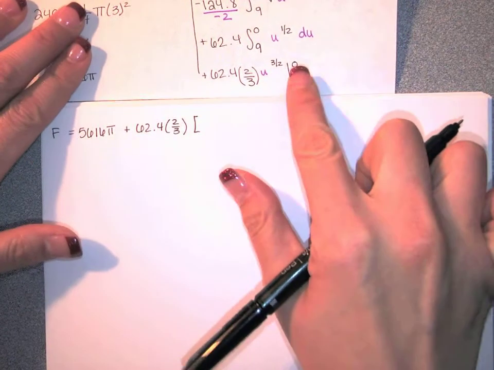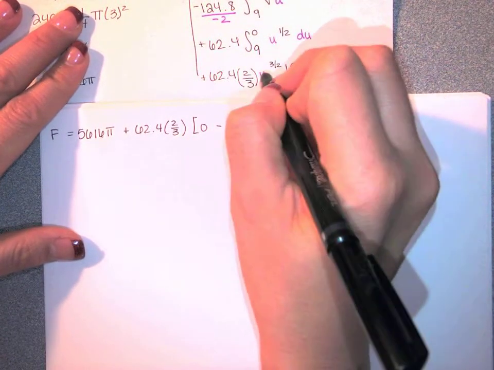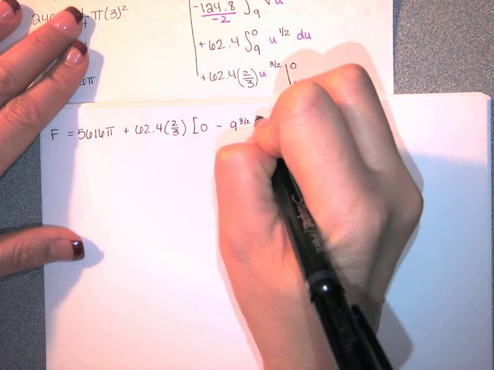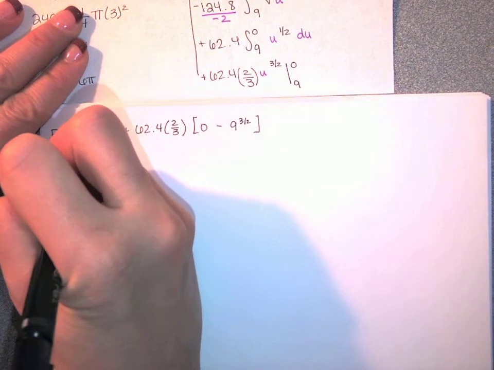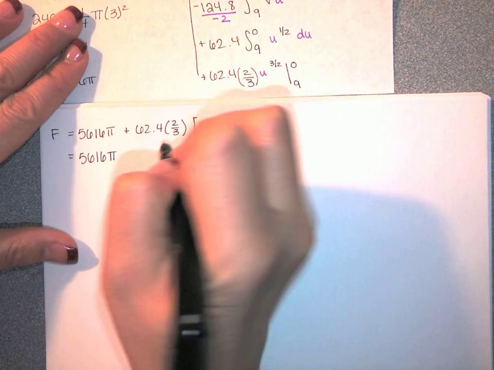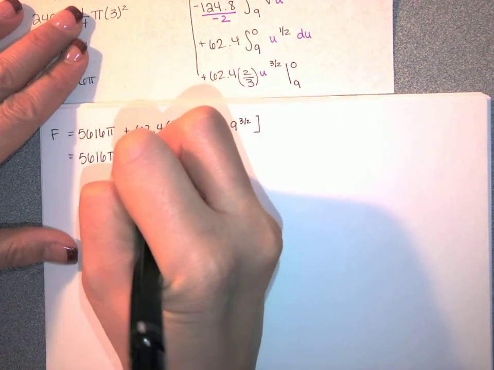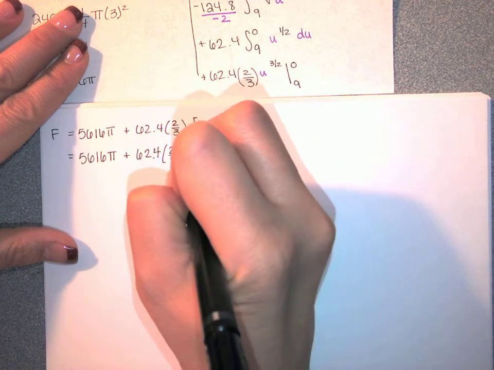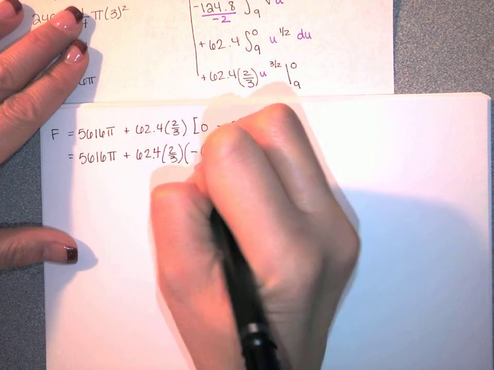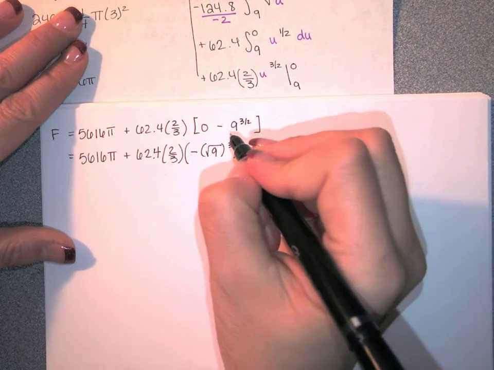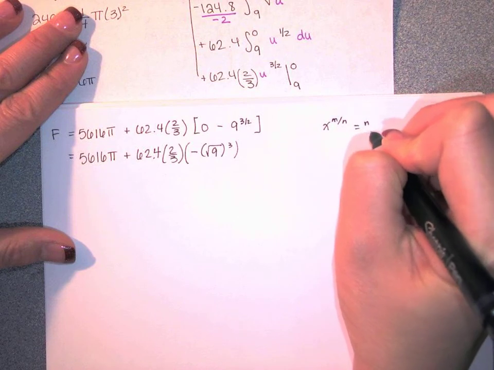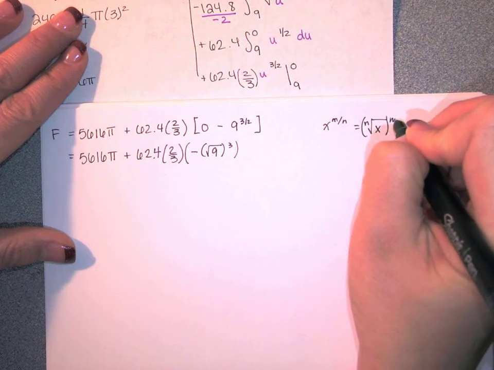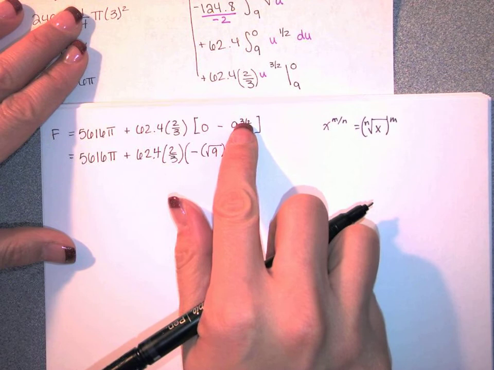And then we've got this right here. Evaluated at 0, we get 0. Evaluate at 9, we have 9 to the 3/2. So you're going to take the square root of 9 and then cube it. That's what that means. This is minus square root of 9 cubed, according to the definition of that rational exponent. Remember, x to the m over n is the nth root of x to the m.